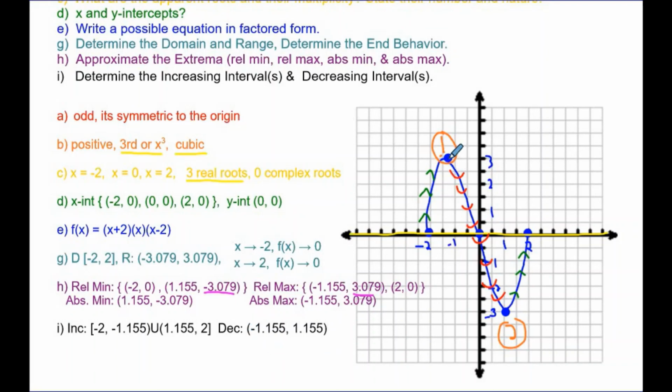So it's decreasing from -1.155 to 1.155, and that includes parentheses because these values are shared. They're here and they're here. So you can't put a bracket on one. How could it be increasing and decreasing at the same time? So if that confuses you, I know some people have trouble with, is it bracket, is it parentheses? Endpoints get brackets with increasing and decreasing.